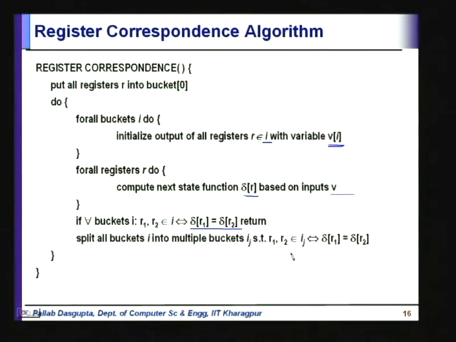Now, what I want you to do is to ponder over this algorithm. What does this algorithm do? It has a set of functions, those are the next state functions. It has a set of registers. It initially assumes that all registers are equivalent, so it ties up their outputs. So, for the same inputs it checks the next state functions.